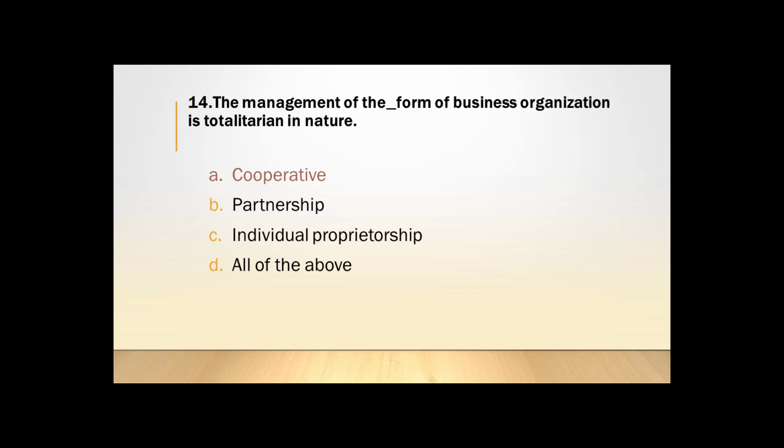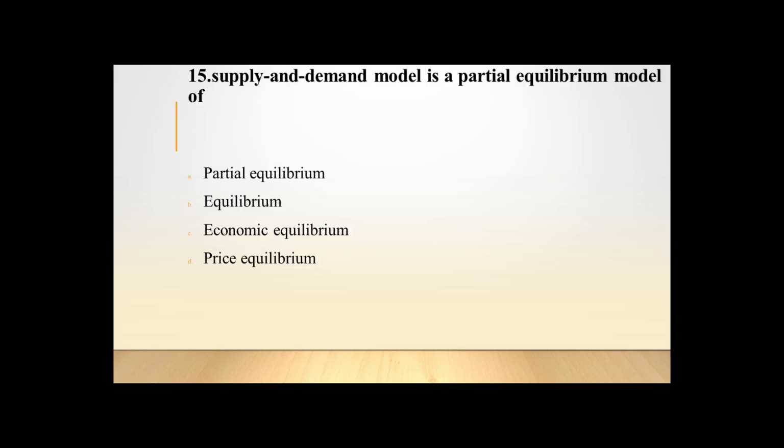Question number 15. Supply and demand model is a partial equilibrium model of option A, partial equilibrium, B, equilibrium, C, economic equilibrium, D, price equilibrium. And the correct answer is C, that is economic equilibrium.